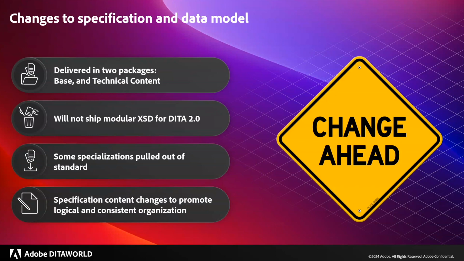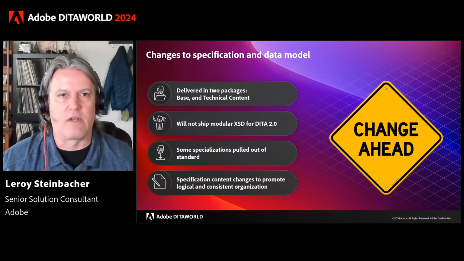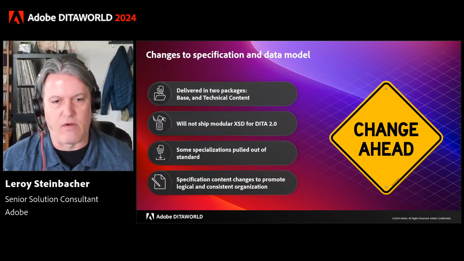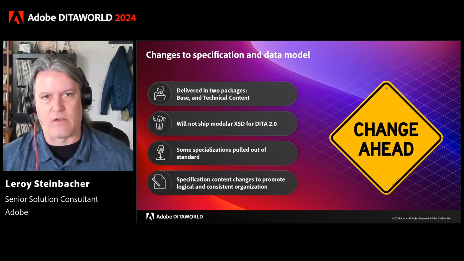So, changes to the specification and the data model. The specification is the description of DITA 2.0, and the data model is the structure, or the DTD, that contains the model for all the elements and attributes. Moving forward, DITA 2.0 is going to be delivered in two packages. One is the base, which has the fundamental aspects of DITA, and the other package is for technical content.